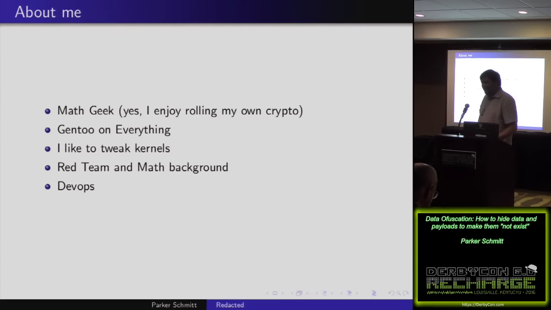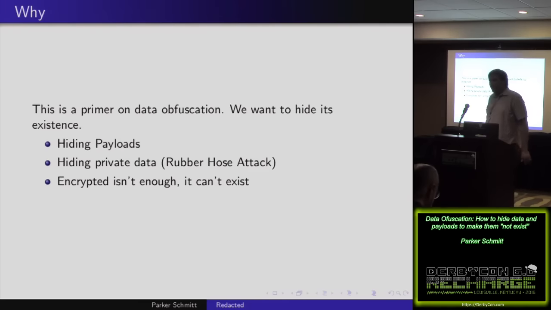So, for those of you who don't know me, I'm Parker, math geek, always amateur mathematician, Gen 2 on everything. People always troll me about that. And I do mess with kernels and like to crash them once in a while. It's kind of fun. But I have a background of being a red teamer, but also going back and forth as a cryptographer and mathematician. So it's a weird perspective, but it's also kind of fun because you can do a lot of trolling. And currently, I run a DevOps automation company, which is not related to old work and has nothing to do with any of this.